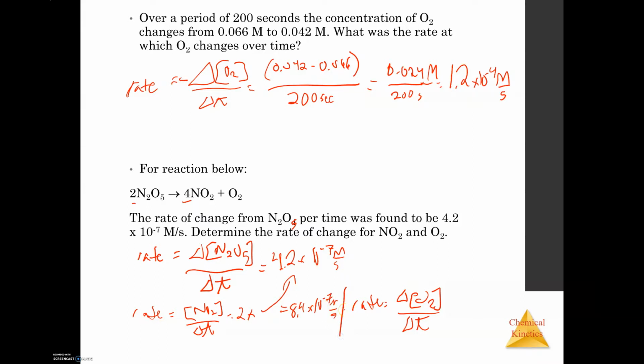Now the second one is the O2. Now if you look at the O2 and compare that to N2O5, well, you can see that for NO2 it was multiplied by 2, now we're going down by half. So we would need to multiply this value up here times 1/2, because it's half the amount being produced. Now that gives you 2.1 times 10 to the minus 7 molar per second.